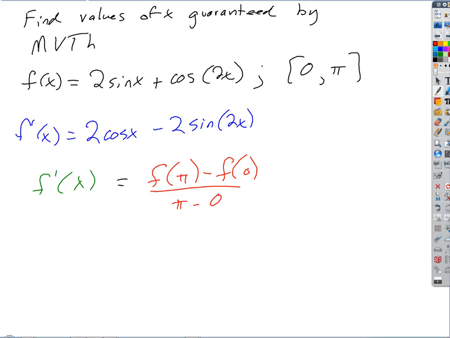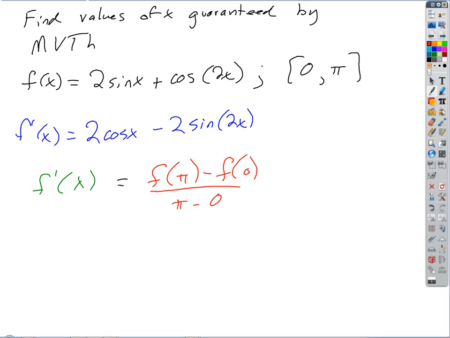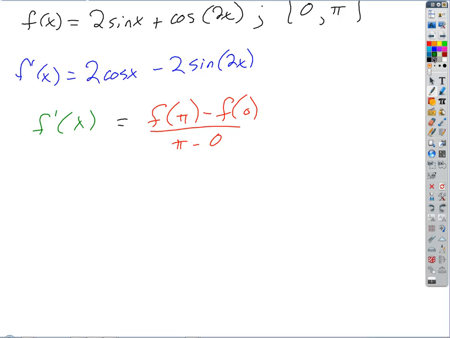Okay, so we can be specific. F prime of x, we know what that is. F prime of x is just that, right? So it's 2 cosine x minus 2 sine of 2x.